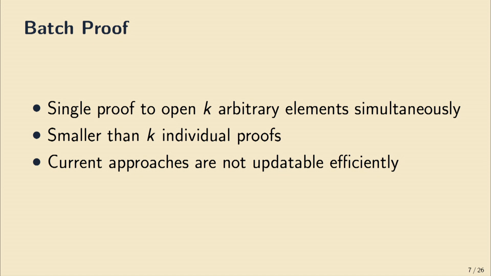And again, I'm going to talk about updates, right? The batch proofs we know so far are not updatable efficiently. In other words, for the batch proofs that we know so far, if you change an element in the Merkle tree, then you have to recompute the whole batch proof from scratch. And this is what we want to address today.